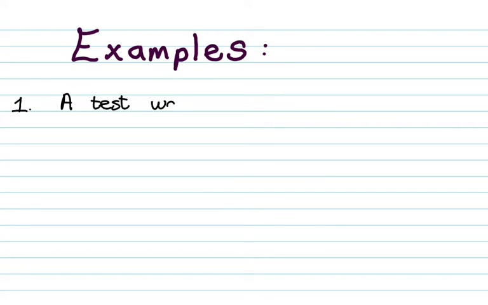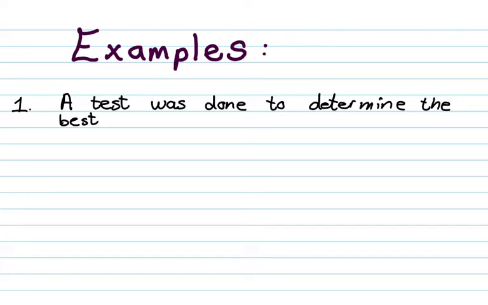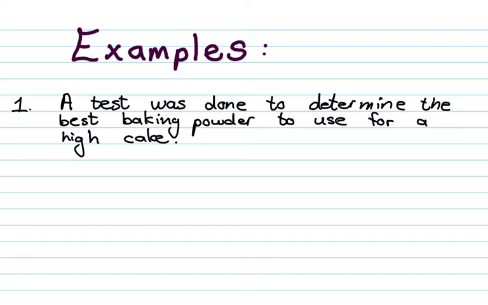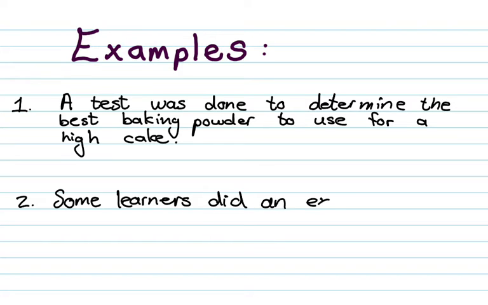If we have a look at our first example, it says, a test was done to determine, there's our keyword, the best baking powder to use for a high cake. So what do we have? We have to determine, so it tells us it's an aim, baking powder, and the height of a cake. So there's a cause and effect. The baking powder is going to cause the height of the cake. There's our two variables.